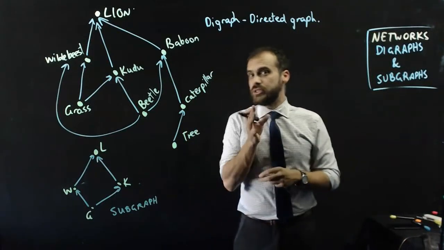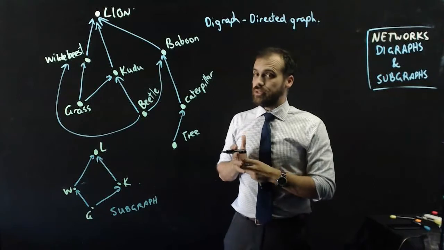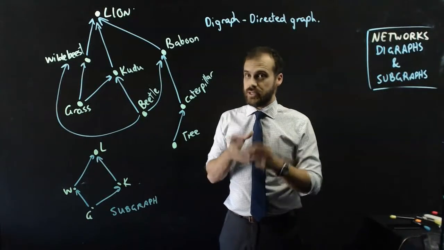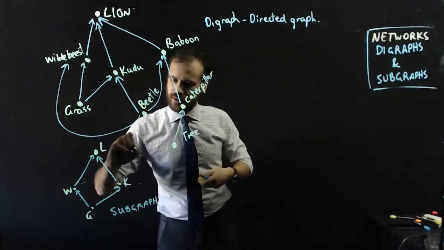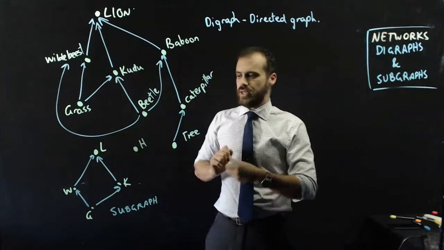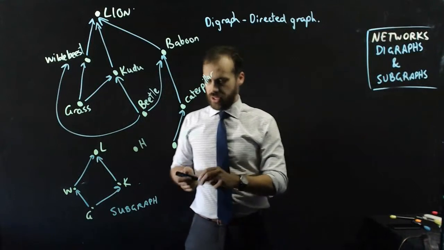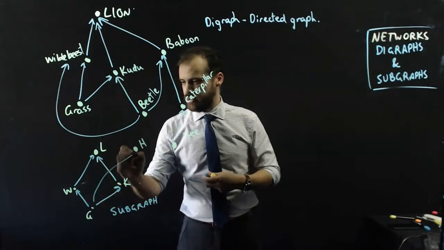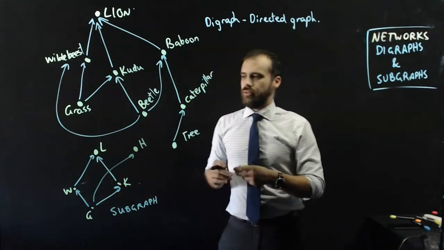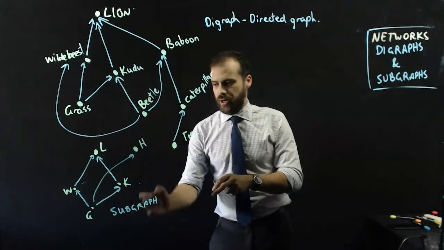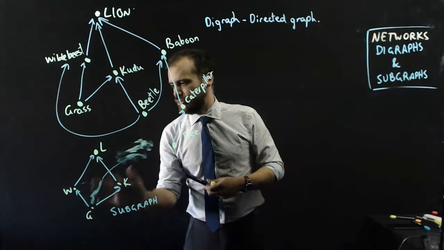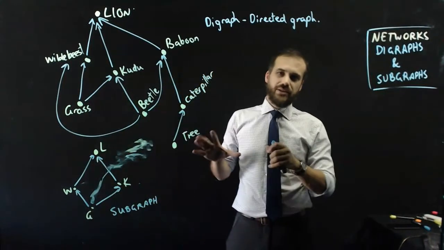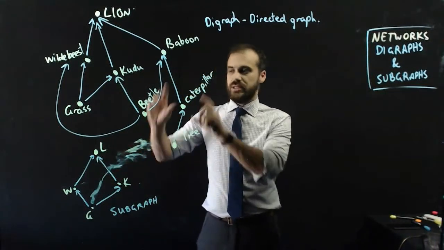Now, if I were to add something extra to it, it would stop being a subgraph. So if I were to add a hippopotamus over here, and say that the hippopotamus, I don't know what hippopotamuses eat, but let's say it eats grass, that's no longer a subgraph. Bam, not a subgraph. Because I'm adding something to it, and we really don't want to add anything to it. So a subgraph has to look exactly the same.